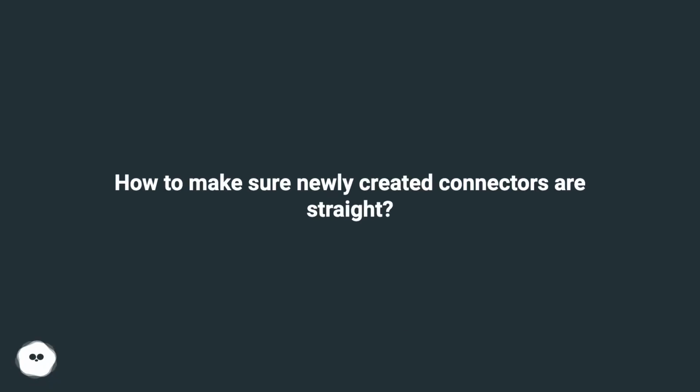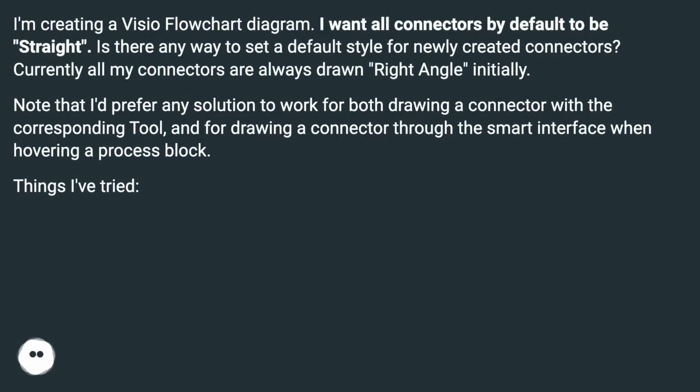How to make sure newly created connectors are straight? I'm creating a Visio flowchart diagram. I want all connectors by default to be straight. Is there any way to set a default style for newly created connectors? Currently all my connectors are always drawn right angle initially.